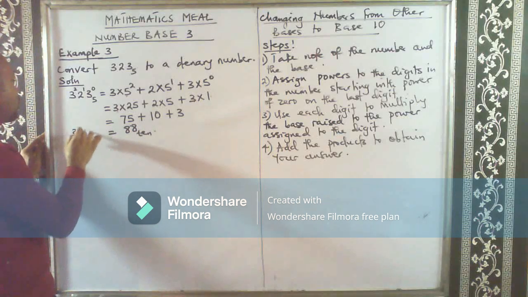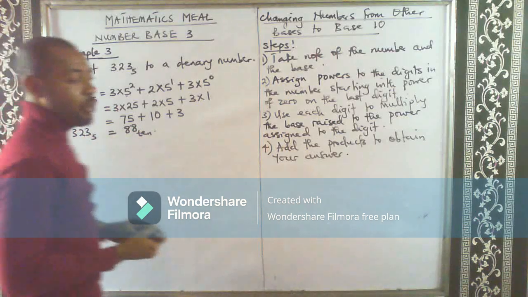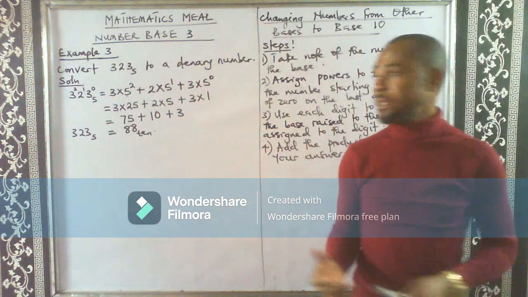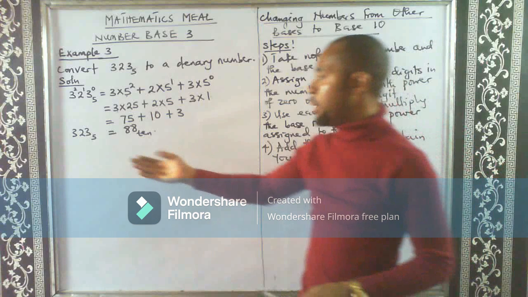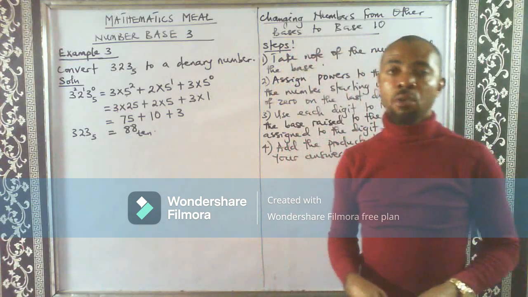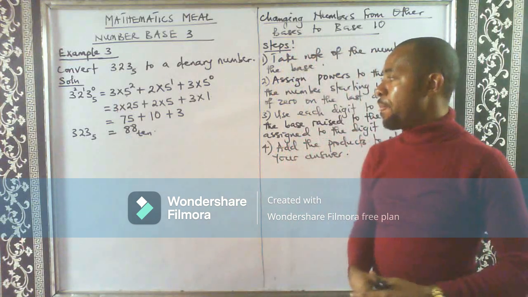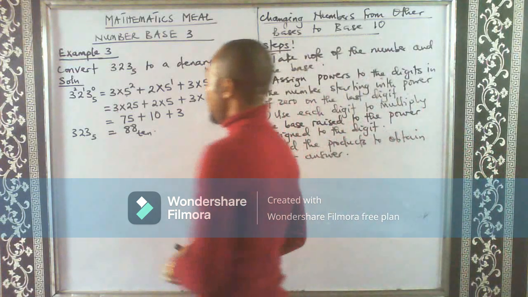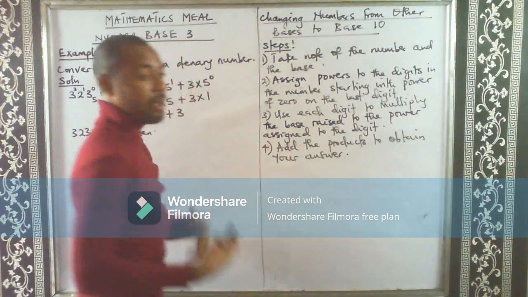So 323 in base 5, when you change it to a number in base 10, when you change it to binary number, you are going to have 88 in base 10. Okay, so I believe that this is becoming clearer and clearer.